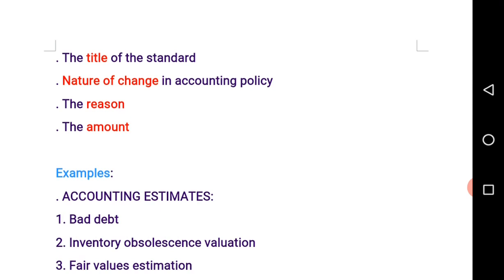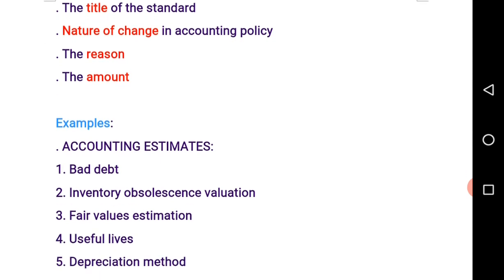Then inventory obsolescence valuation. Now that is also something you estimate. Like, okay, so part of my goods have been damaged. How much would they buy these damaged goods if I want to sell them? I'm estimating now they won't buy it at full price, obviously. So I would have to reduce the value of the goods, which I don't know how much the customer would buy it for. Fair value estimation, useful life. You estimate, okay, this machine will last between 5 to 6 years. So you're estimating the life of the machine.